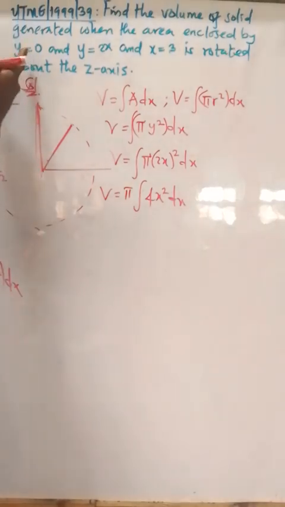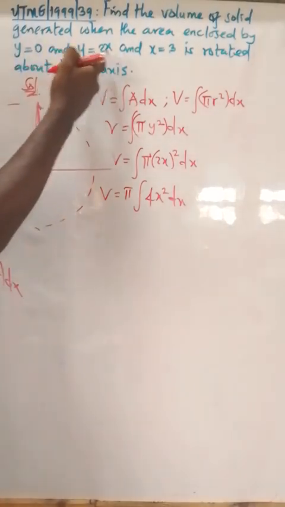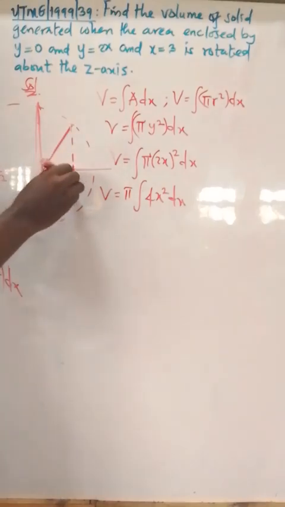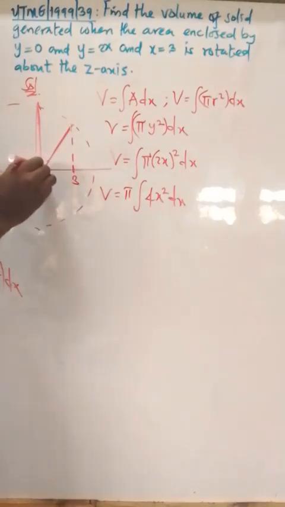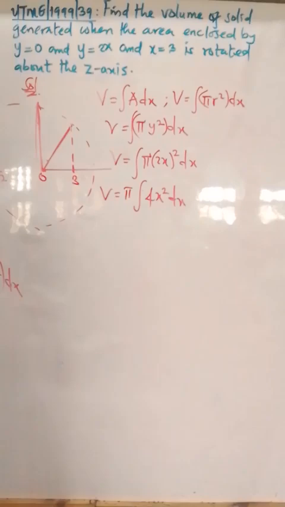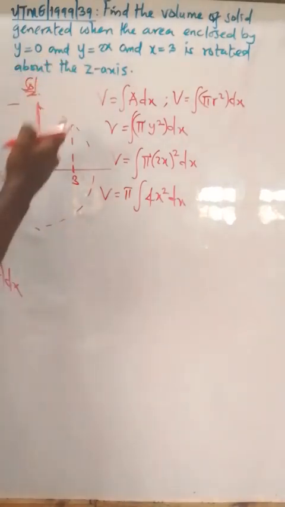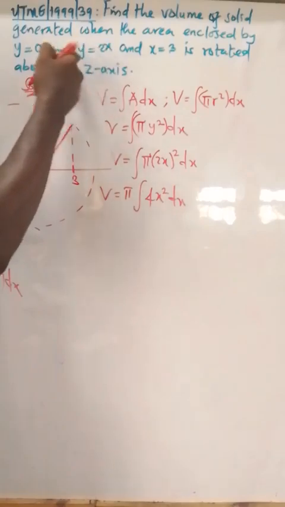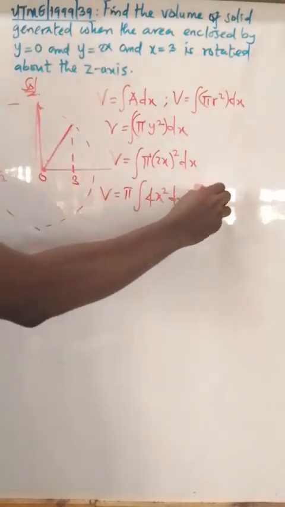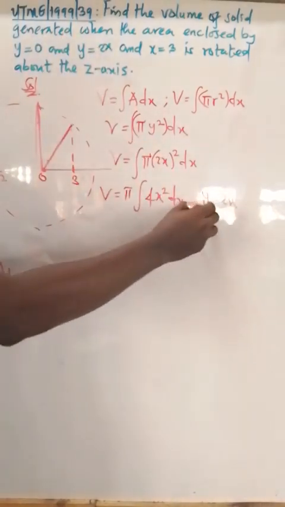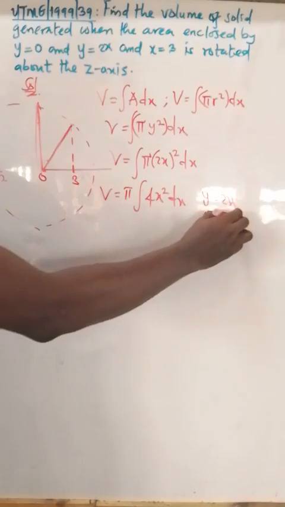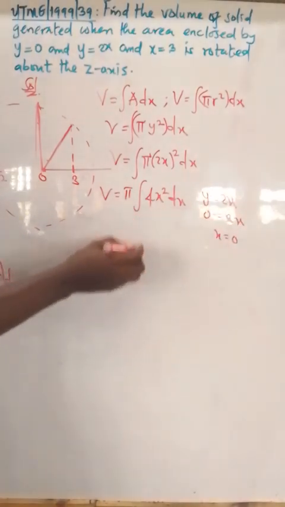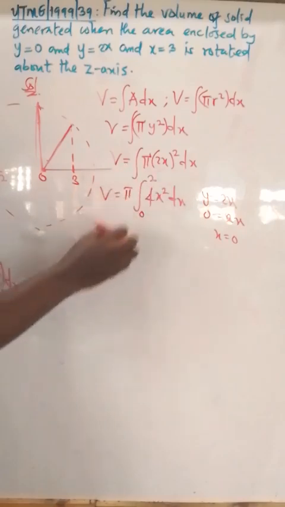When y is 0, we are told between y is 0, y equals 2x, and x equals 3. Suppose this is where x equals 3. So what's the value of x here? We have to know it. And definitely it's going to be 0. Why? For this particular graph, we start from the origin. Or you can just come here and insert. What is x when y is 0? Since you are told y equals 2x, then when y is 0, obviously x is also 0. So it means the limit will be from 0 to 3.